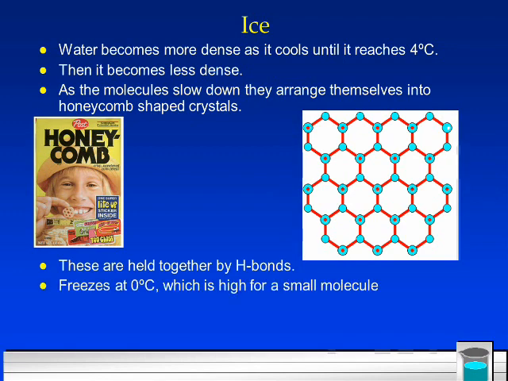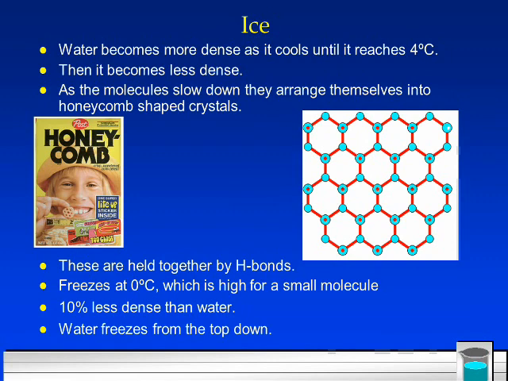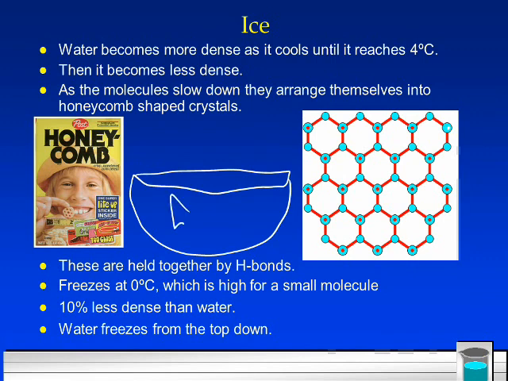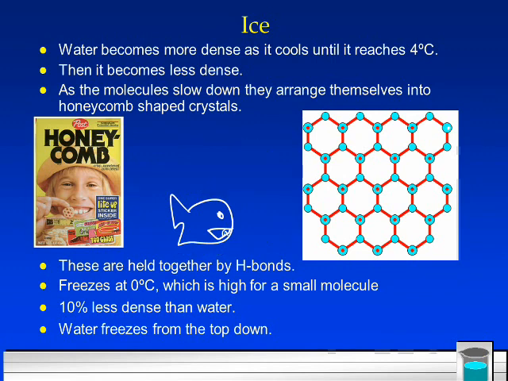Water freezes at 0 degrees Celsius, which is high for a small molecule. It's 10% less dense than liquid water, we should say. Water will freeze from the top down, as you know, and that's really important when it comes to lakes and ponds, because for the poor little fishies, what would happen if it froze the other way around? The little sea life would no longer exist. So it was nice that water does that.